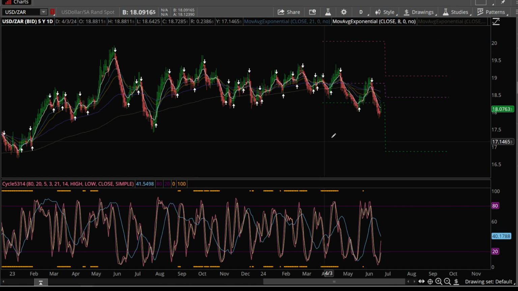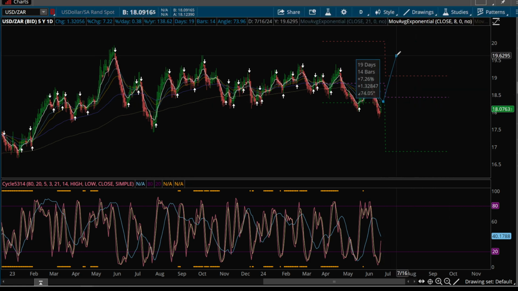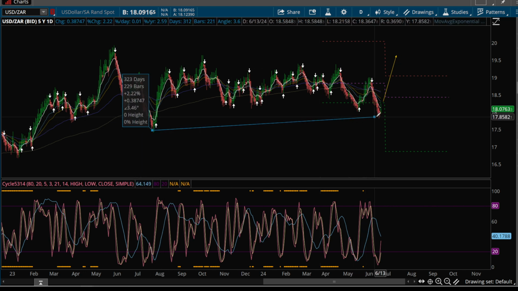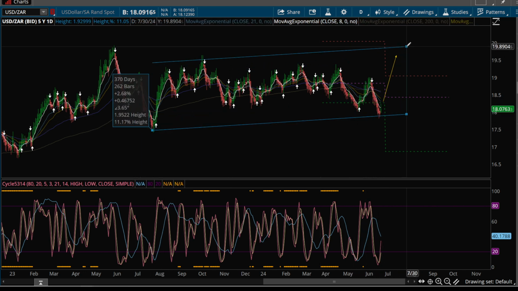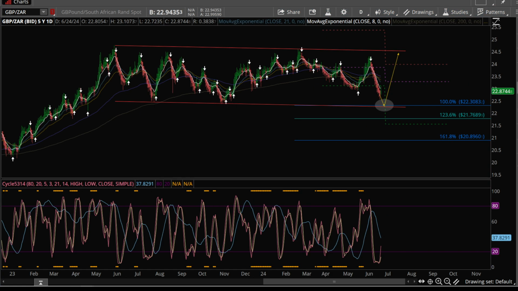Same thing with dollar ZAR. You got a green daily Heikin-Ashi bar. I'm looking for it to stay green, and I'm looking for an impulse up. We're looking for a flat correction right here. All right, we're looking for a flat correction. And it's the same thing with pound ZAR, right? Pound ZAR, same thing. So take your pick.